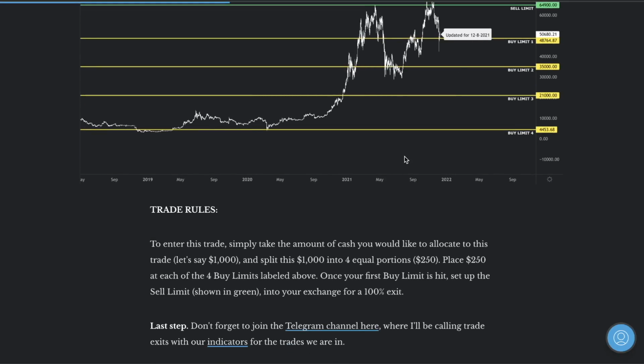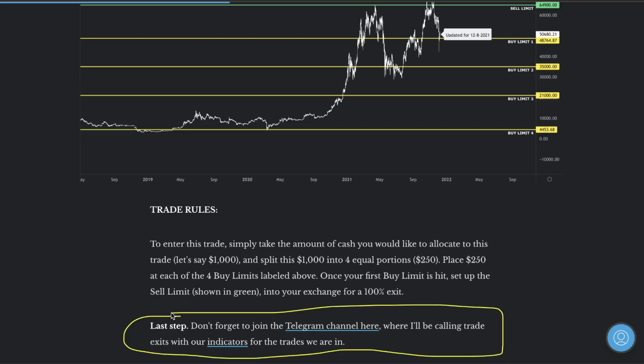Once you have your buy limits set up, very simple to do, follow me in the Telegram channel where I'm calling exits with the indicators, okay?